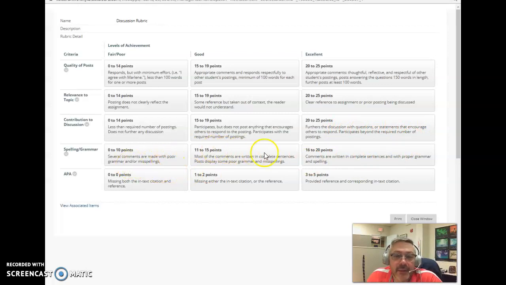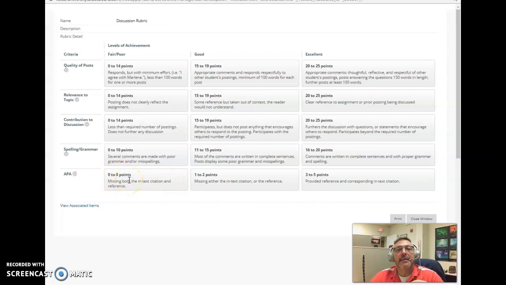Next is spelling and grammar. I do grade heavily on spelling and grammar because we are at the collegiate level, and you are documenting a legal document when you enter information into a person's medical record. And a misspelling can result in a misdiagnosis. It can be a bad treatment plan, and God forbid, even death. And so we don't want to see that.